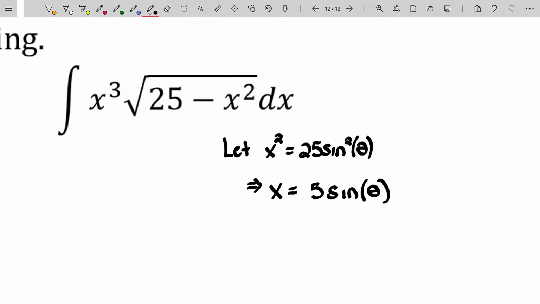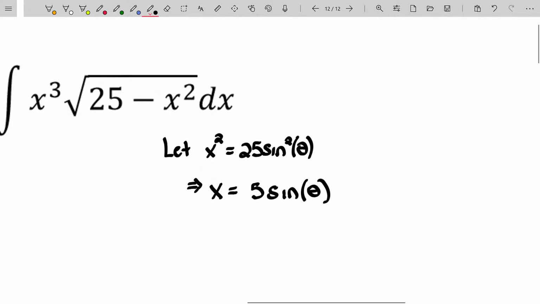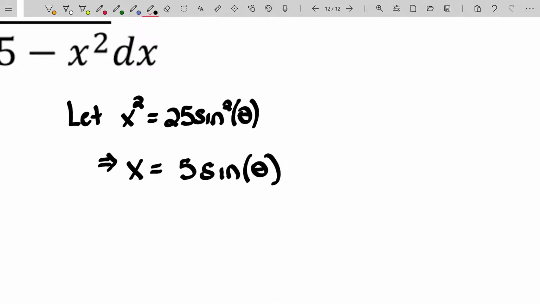Again, as I've said in previous videos, if you're taking the square root of both sides, normally you would get a plus or minus. However, because of our choice for x, even if it's x equals plus or minus 5 sine of theta, that's fine. When you solve for theta, that will imply that theta is equal to sine inverse of x over 5.